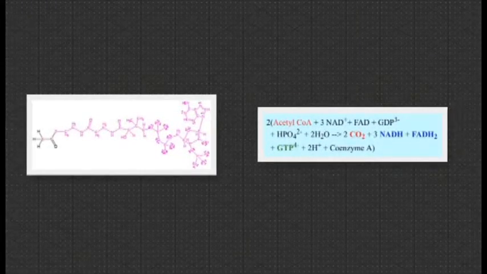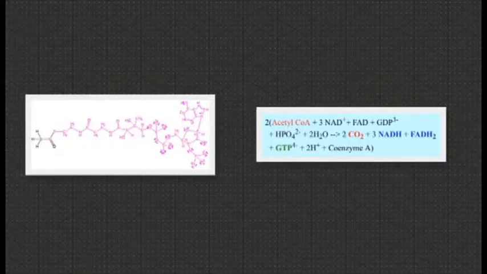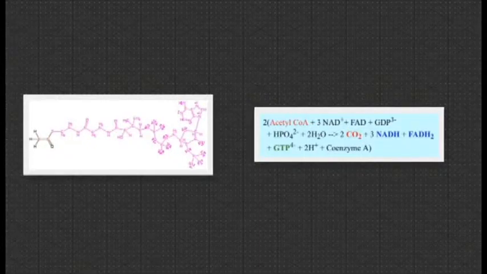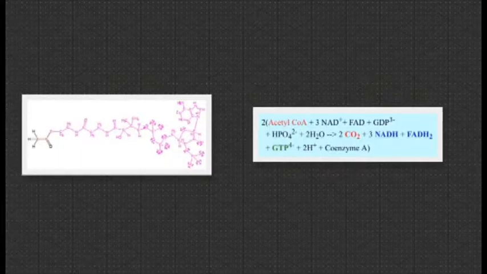After this is the Krebs cycle, and the pyruvates are further broken down into carbon dioxide, and this also occurs in the mitochondrion. On the left is the image of the molecule acetyl coenzyme A, and the reaction for the Krebs cycle is on the right.